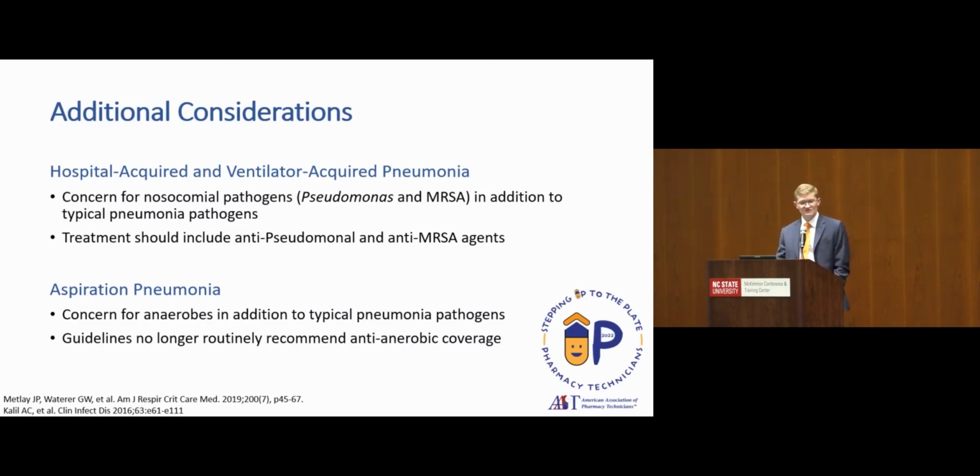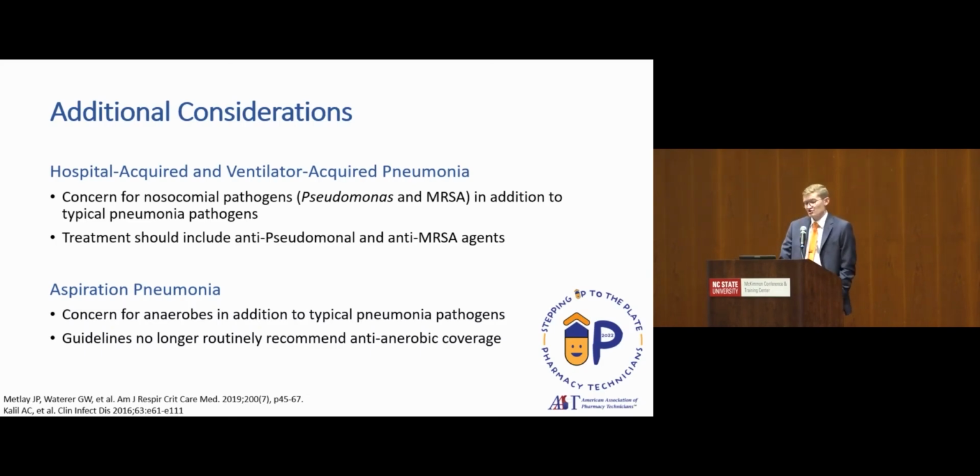And a few additional considerations wrapping up. So again, for a hospital-acquired or a ventilator-associated pneumonia, so if you get a pneumonia after 48 hours that you've been in the hospital, then we would want to be concerned for covering MRSA and Pseudomonas, and we would want to add something to cover those.